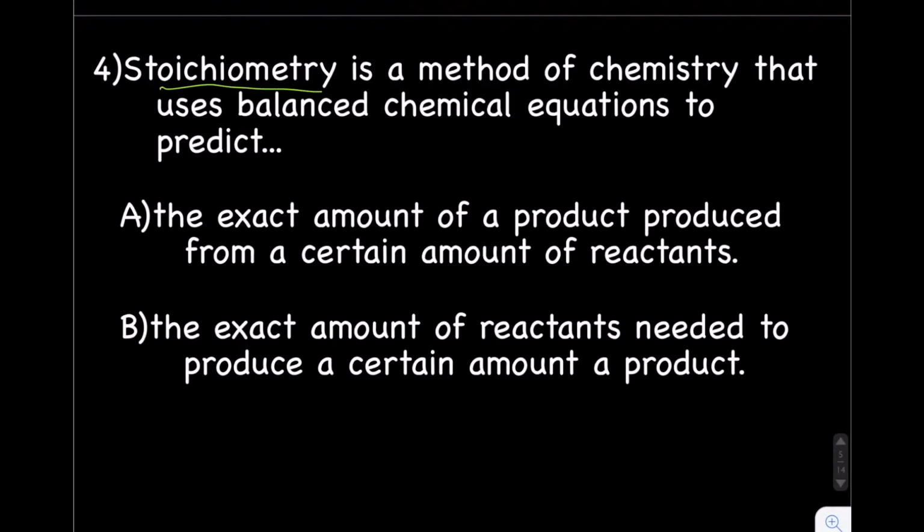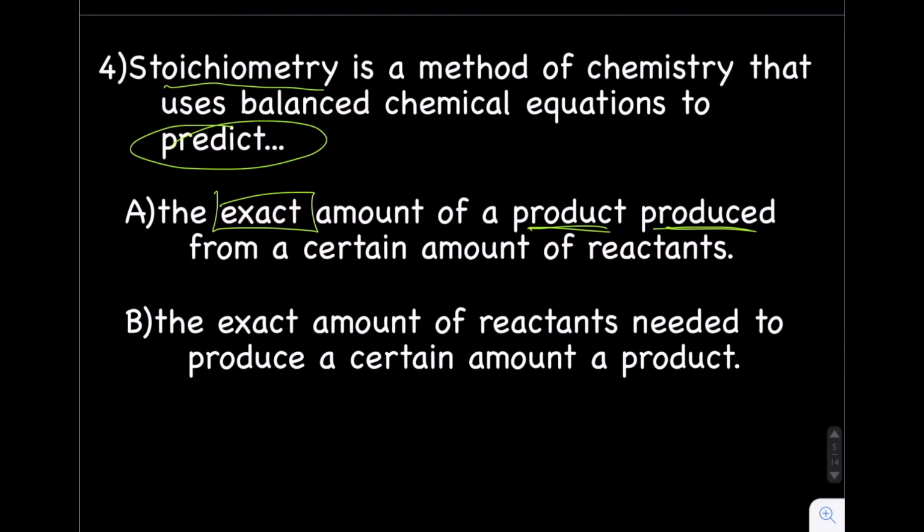So stoichiometry is a method in chemistry that uses a balanced chemical equation to predict, important, we're going to predict the exact amount of a product produced. If you know how much reactants you started with, you should be able to predict how much product you'll make. Or if you know how much product you need, you can figure out how much reactants are needed to produce that amount of product. So that's what we're going to be working on for the rest of this unit, predicting the amount of reactant needed or product produced in a reaction. All right, let's get to the stoichiometry.